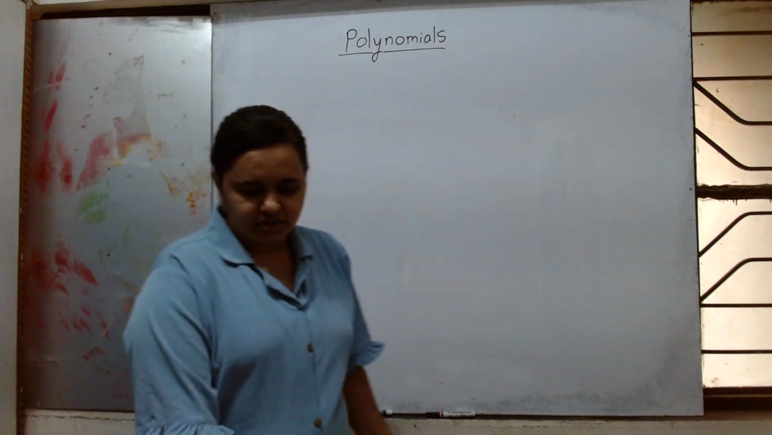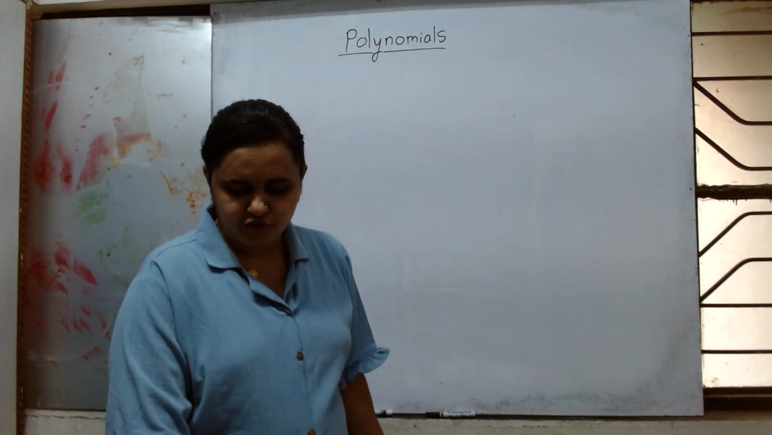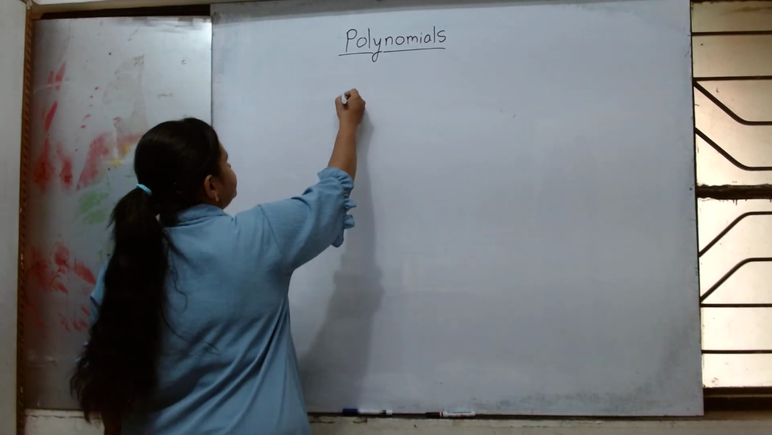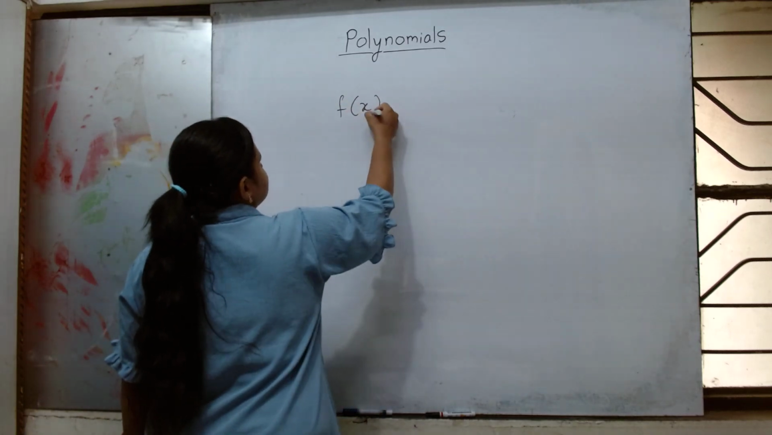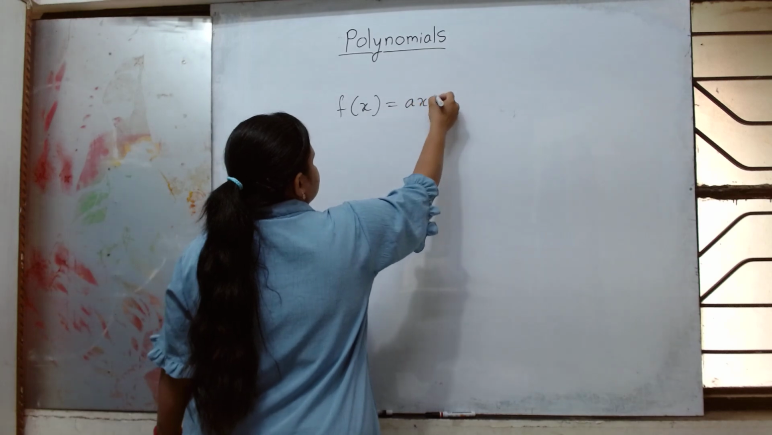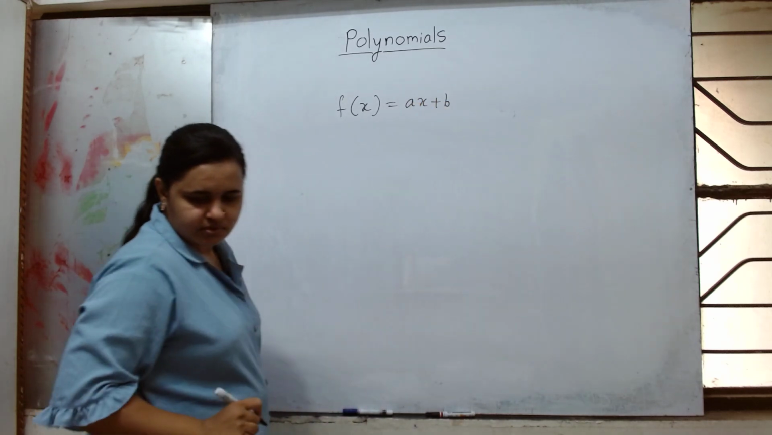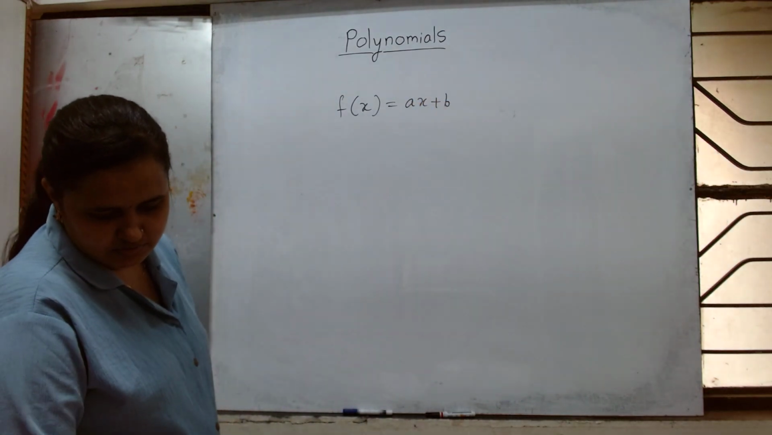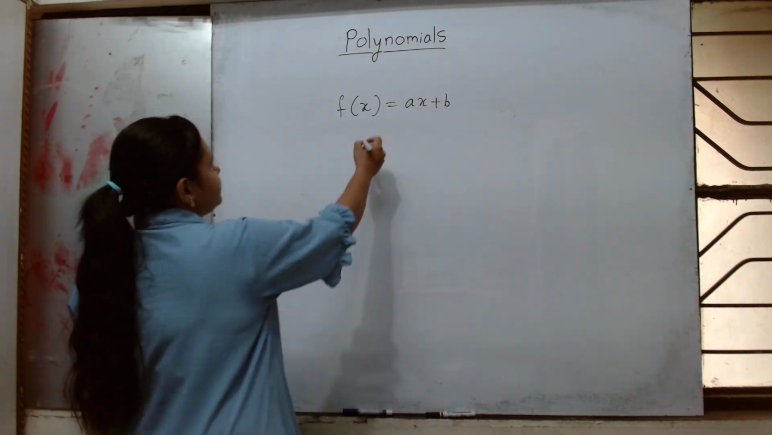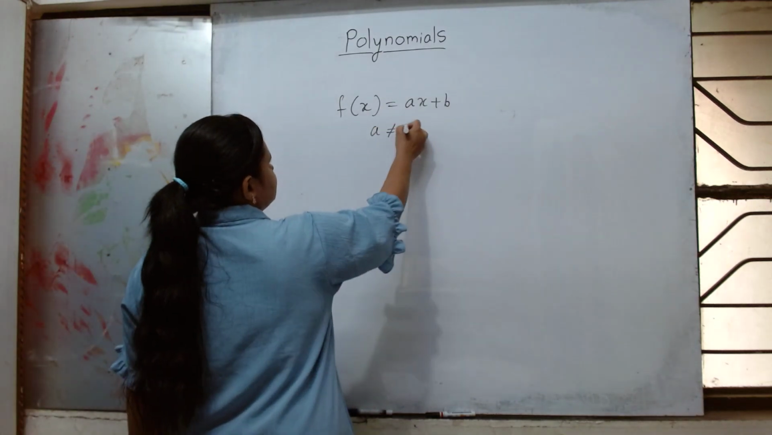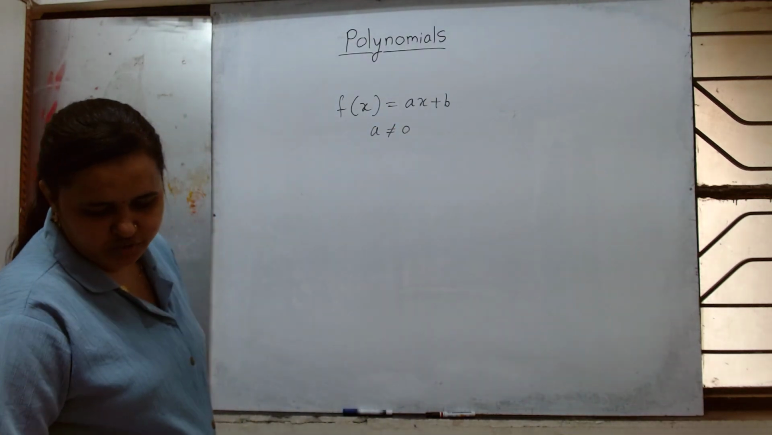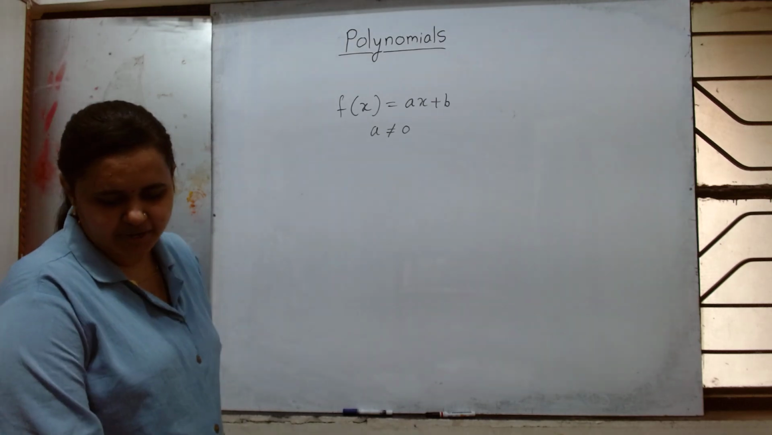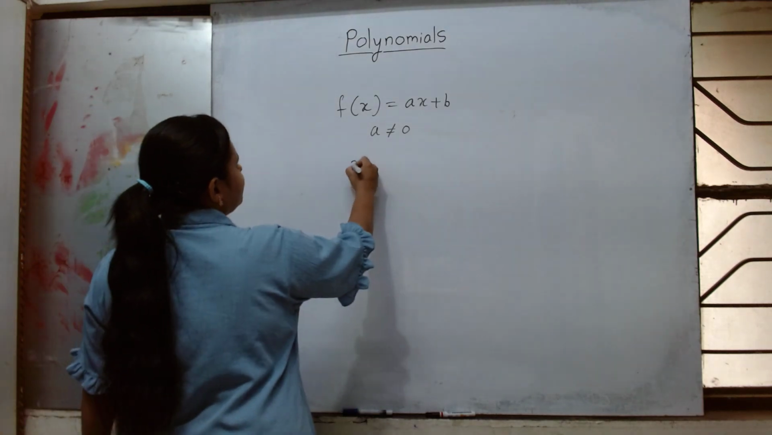Now the fourth one, a linear polynomial f of x is equal to ax plus b, where a is not equal to 0, has a unique root given by x equals minus b upon a.